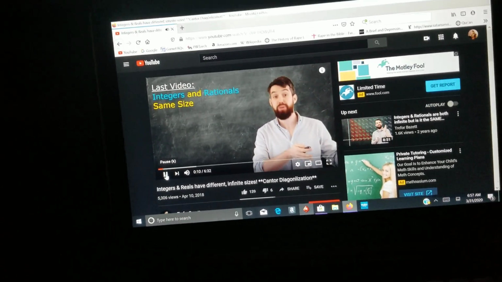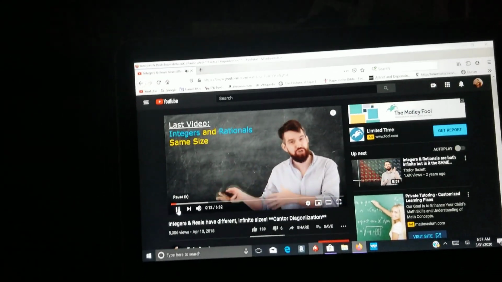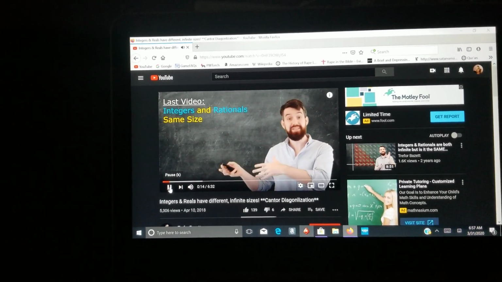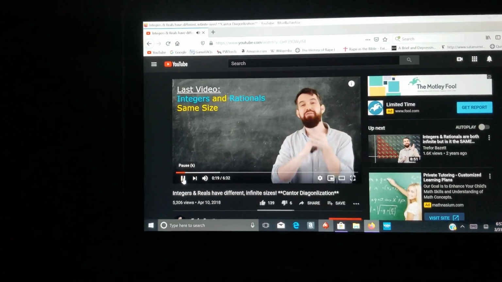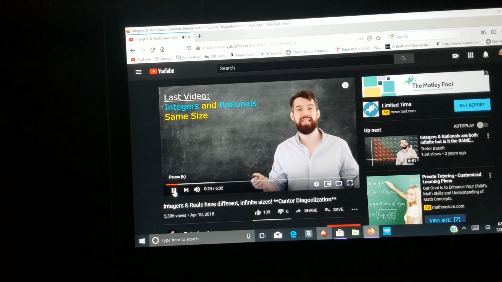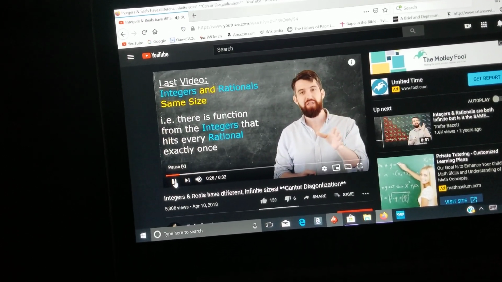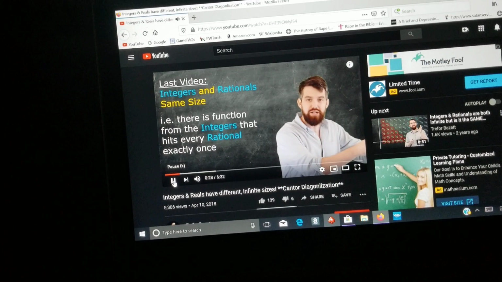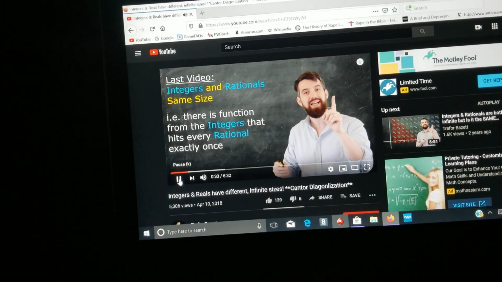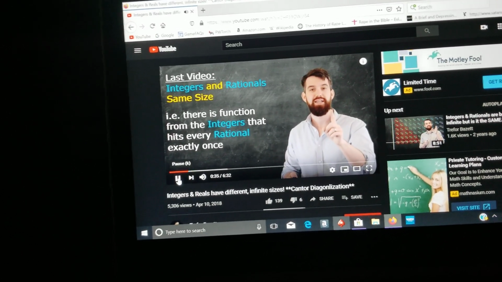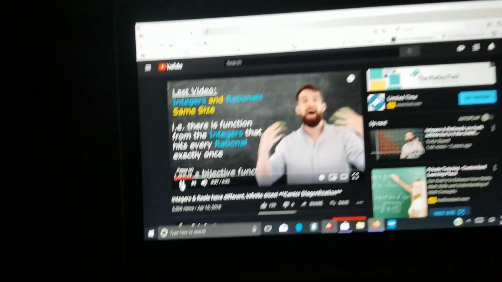And integers, numbers like 1, 2, 3, 4, and rational numbers, numbers like 3/5 or 5/7. And we said that these two infinite sets actually have the same size. And what we meant by saying that infinite sets have the same size is to say that there was some function from the integers to the rational numbers where every rational number got hit exactly once. And that this notion of a bijective function is what we meant by saying that these two different infinite sets have the same size.